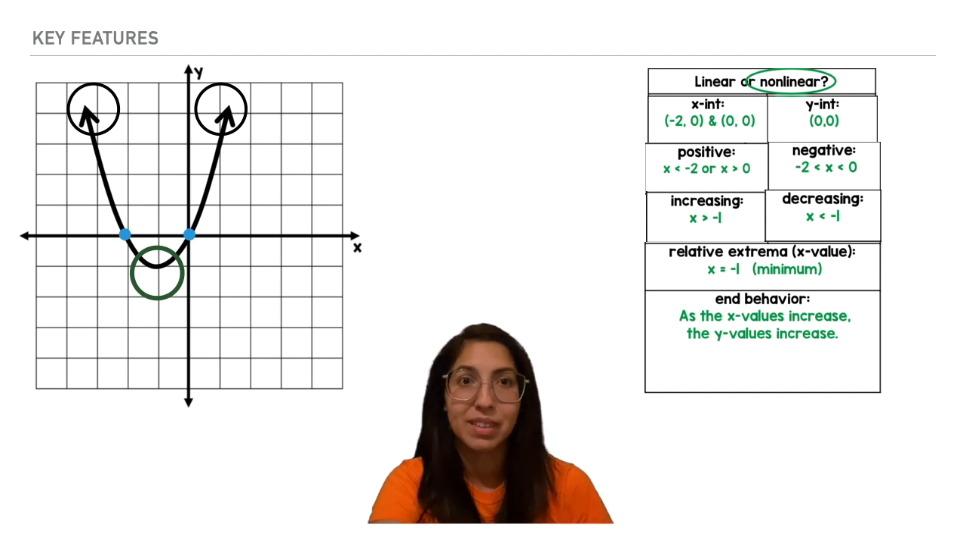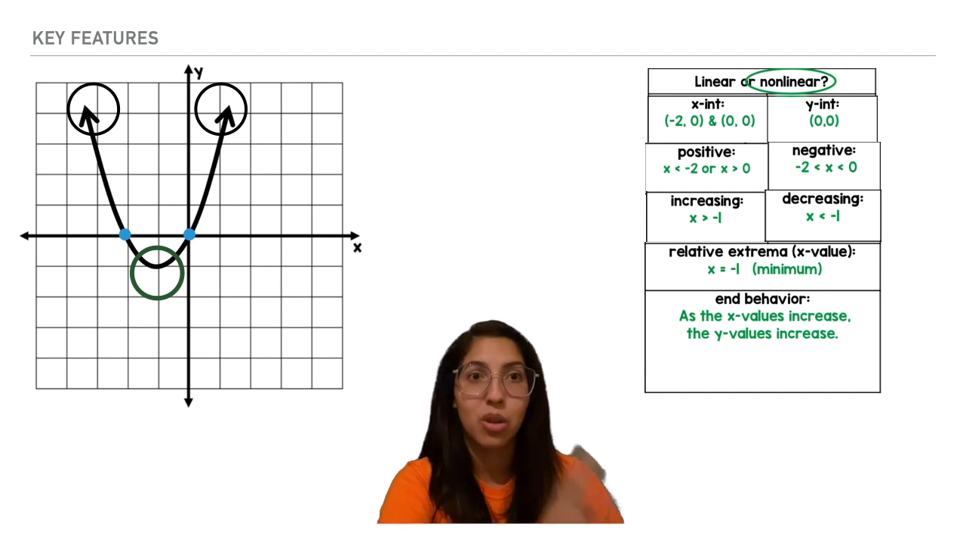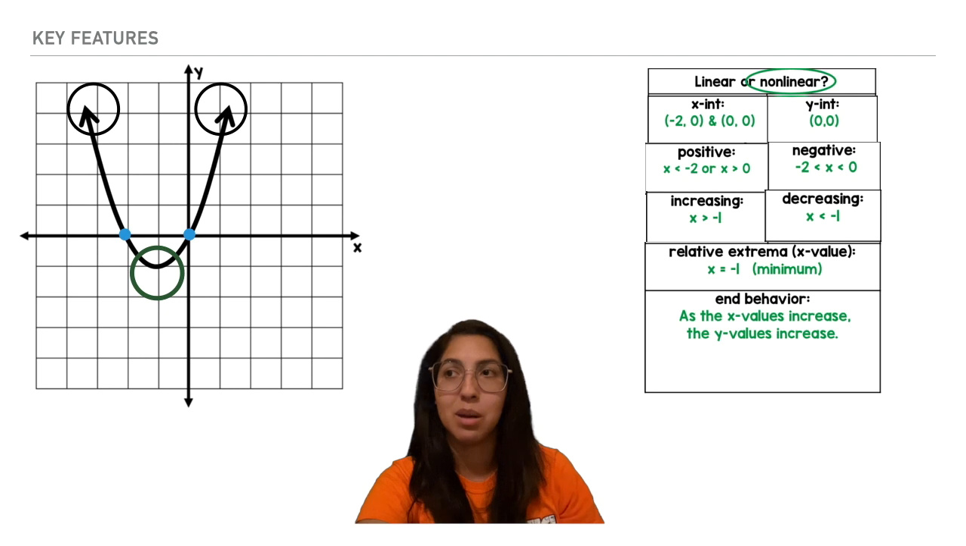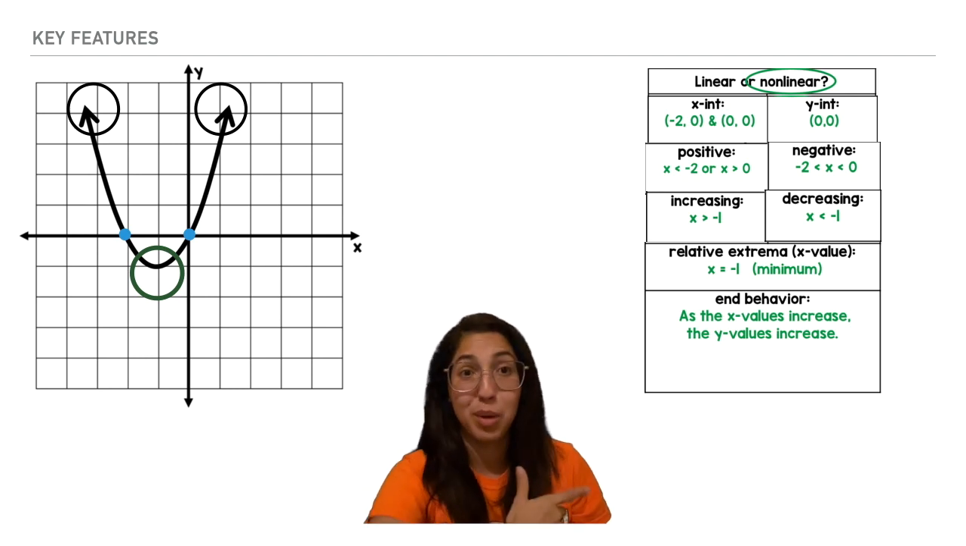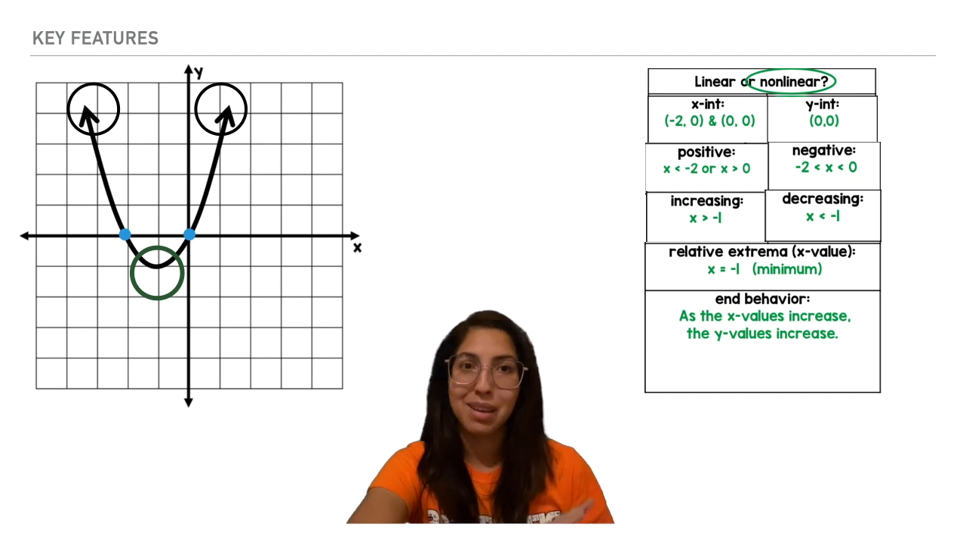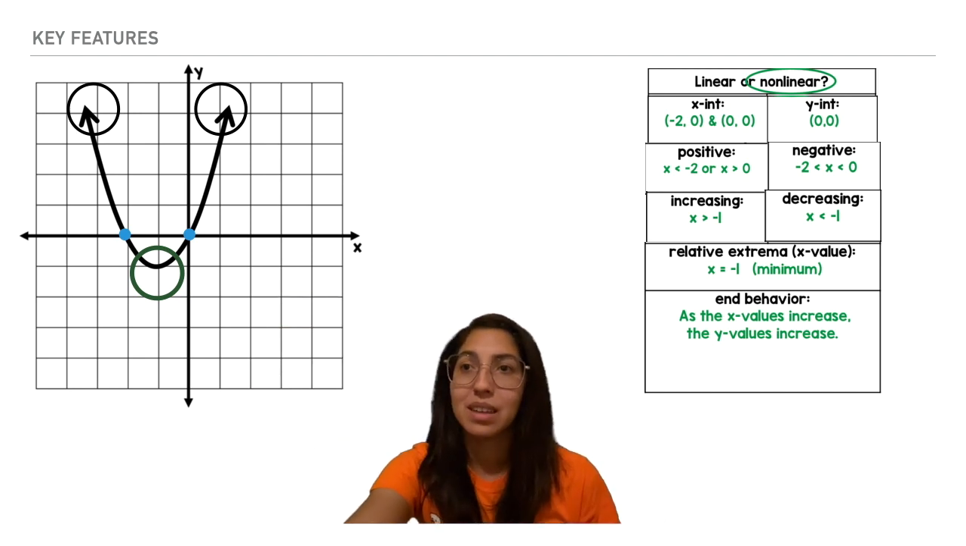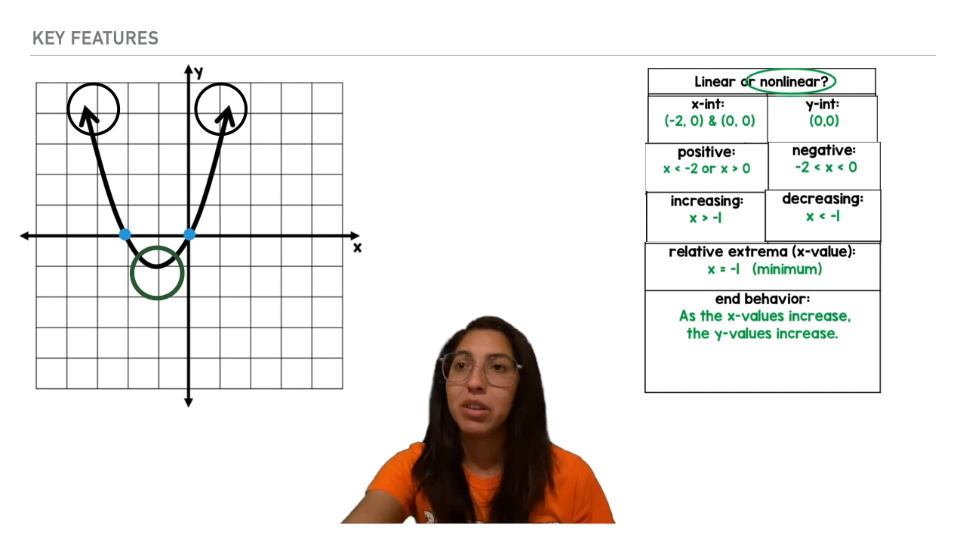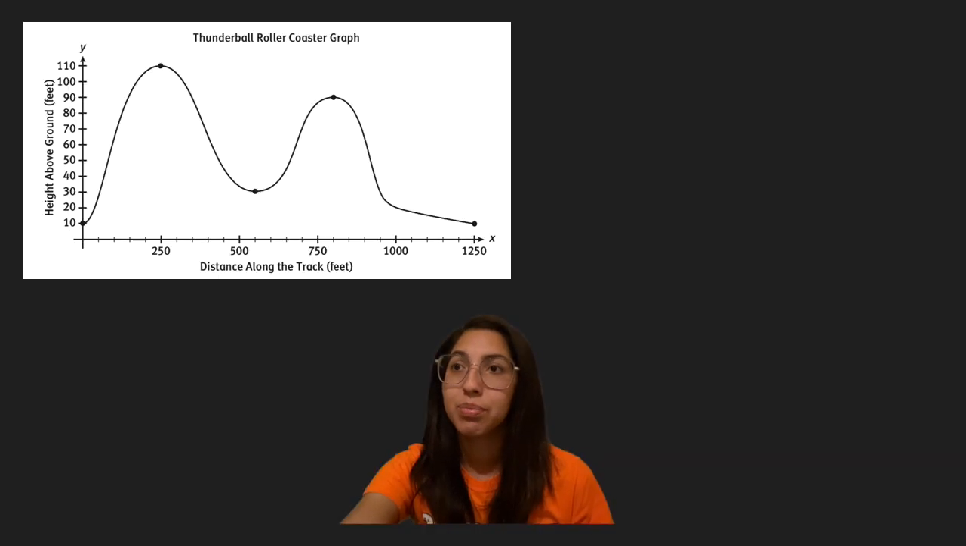So that is that. I know this is a whole lot of key features. Honestly, it just takes practice looking at graphs and breaking them apart. You should be able to get it, but no rush in being a pro yet. You still have time. So now we're going to look at a word problem graph.